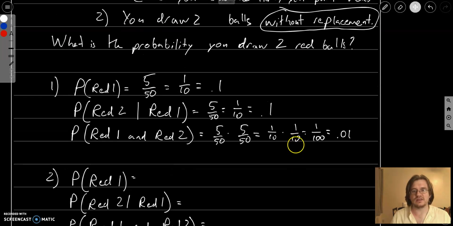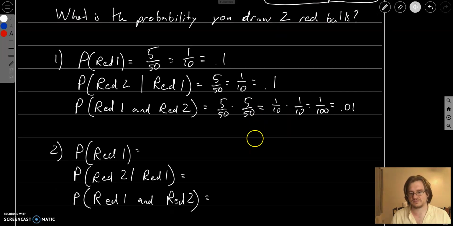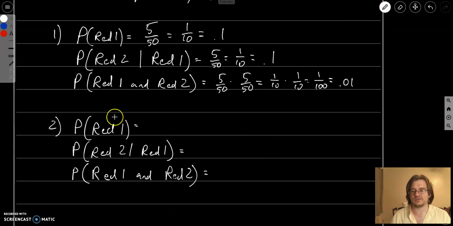Now let's do the without replacement. So the probability of drawing a red ball first, again, there are 50 balls in the bucket and there are 5 red balls. Each one is equally likely. 5 divided by 50, which we saw is exactly equal to 0.1. So now we're in a slightly different situation. We're not going to put that red ball back in. And we want to know what's the probability of drawing a red ball on the second go. Well, after we drew a red ball out, there are only 4 red balls left in the bucket.